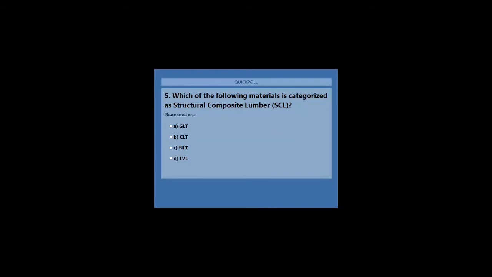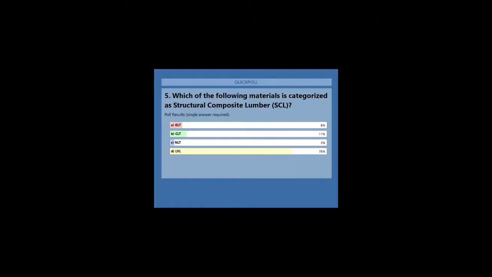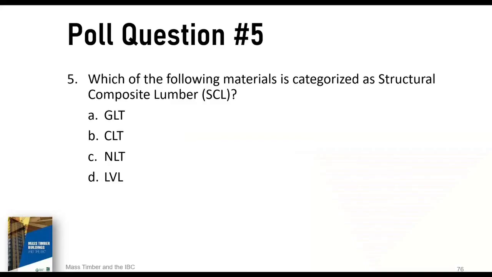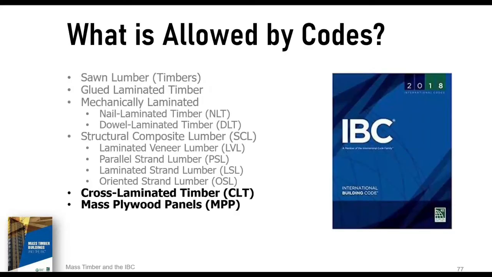Okay, we'll go ahead and close the poll and we'll share it. Which of the following materials is categorized as structural composite lumber? 8% said GLT, 11% said CLT, 3% said NLT, and it looks like we have a clear winner. 78% said LVL. And yes, they are correct. The correct answer is D. LVL is one of the structural composite lumber materials. Good job.